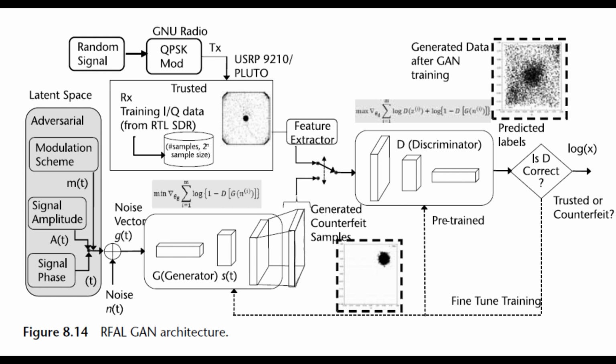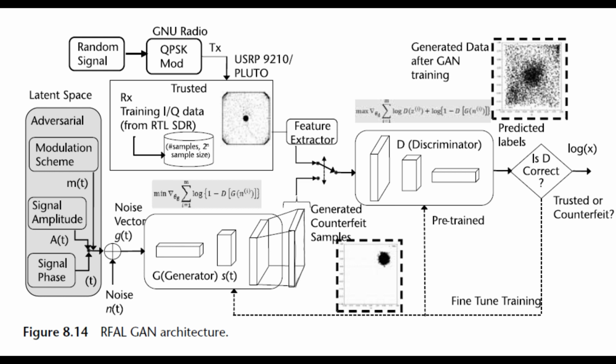Script explanation. Python. def explain_RFAL_GAN_architecture. This function provides a detailed explanation of the RFAL GAN architecture based on the given diagram. Step 1. Random signal generation. Print: Step 1. A random signal is generated and modulated using QPSK modulation. Step 2. Transmission, TX, via USRP 9210 Pluto. Print: Step 2. The modulated signal is transmitted using hardware like the USRP 9210 or Pluto SDRs.